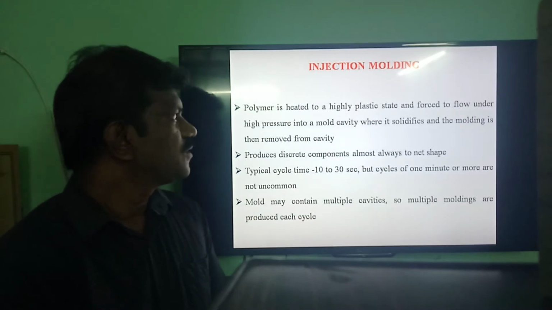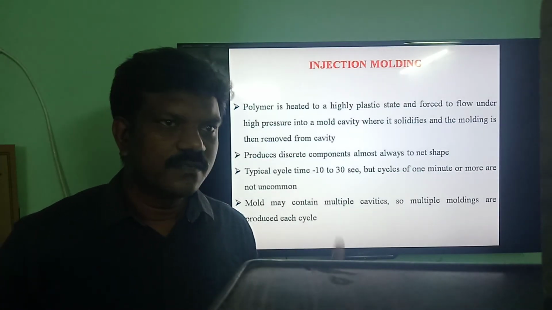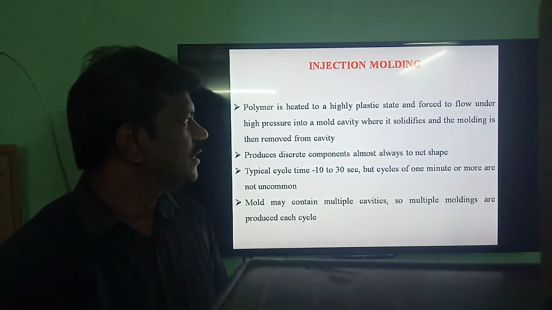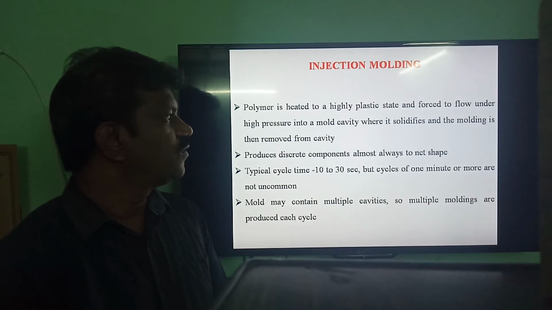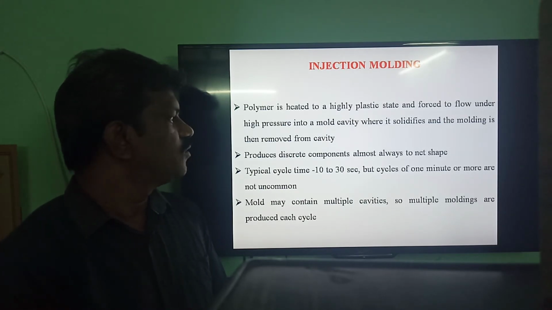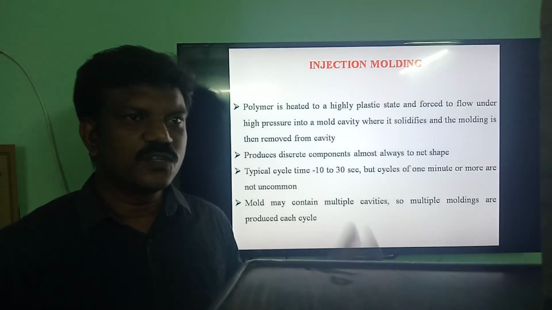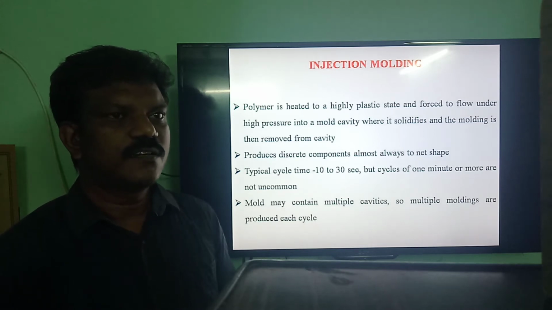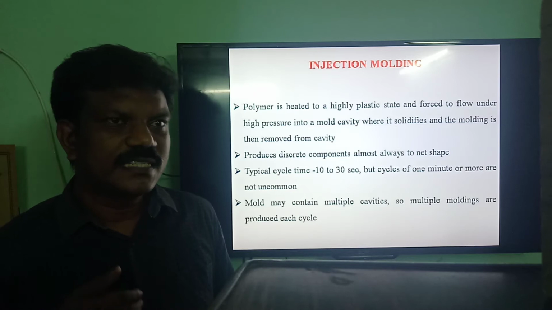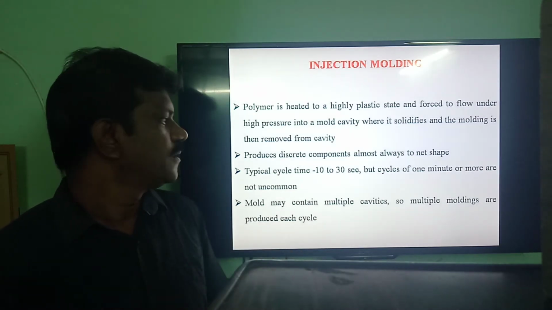In the injection molding process, we are molding the component by means of an injection mechanism. The polymer is heated to a highly plastic state and forced to flow under high pressure into a mold cavity, where it solidifies, and the molding is then removed from the cavity. The procedure is similar to the conventional casting process. There will be the mold, then by means of the injection mechanism, the molten plastic is injected into the mold and subjected to solidification. Finally, we get the product.